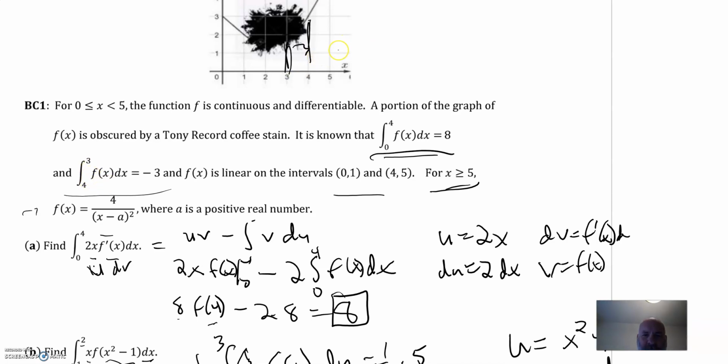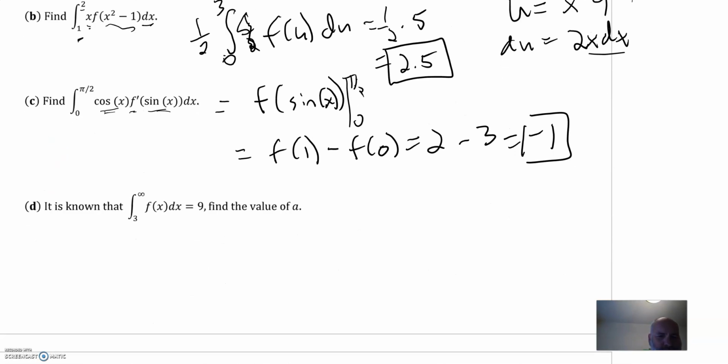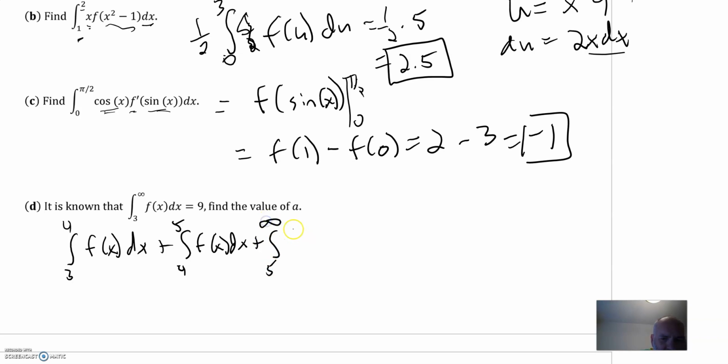And then the integral from 4 to 5, I just need to count boxes. 1, 2, 3, and then that's 2 by 1, so that's 1. So this area is 4. Okay, I'll show you how we use this. So I need the integral from 3 to infinity, and I'm just going to do the integral from 3 to 4 of f of x dx plus the integral from 4 to 5 of f of x dx plus the integral from 5 to infinity of f of x dx.